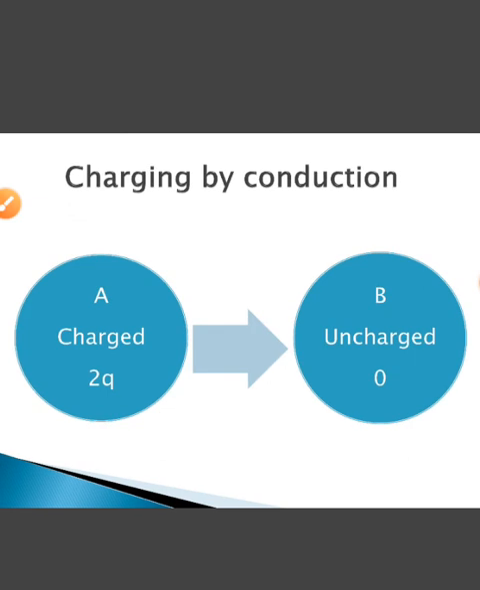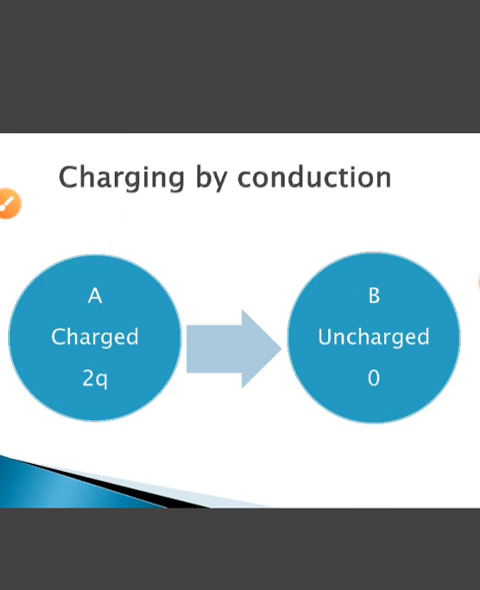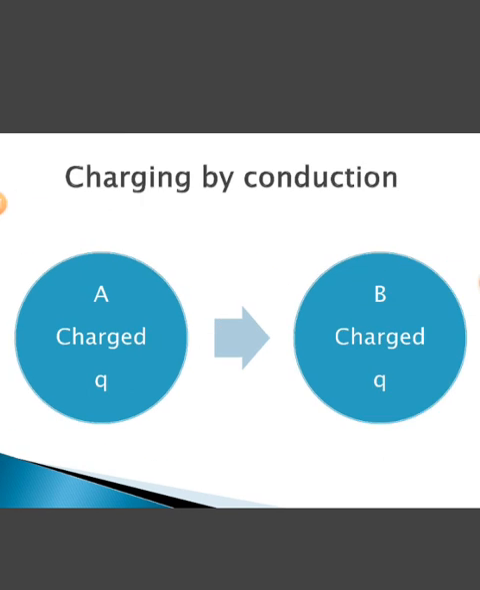Now, let's take a look at charging by conduction. If you look at a body A that is charged with 2Q, that's body A. If you make it have contact with this body B, which is uncharged, what happens? You discover that bringing them together, one of the charges will be transferred from A to B. Now, both have equal charges.